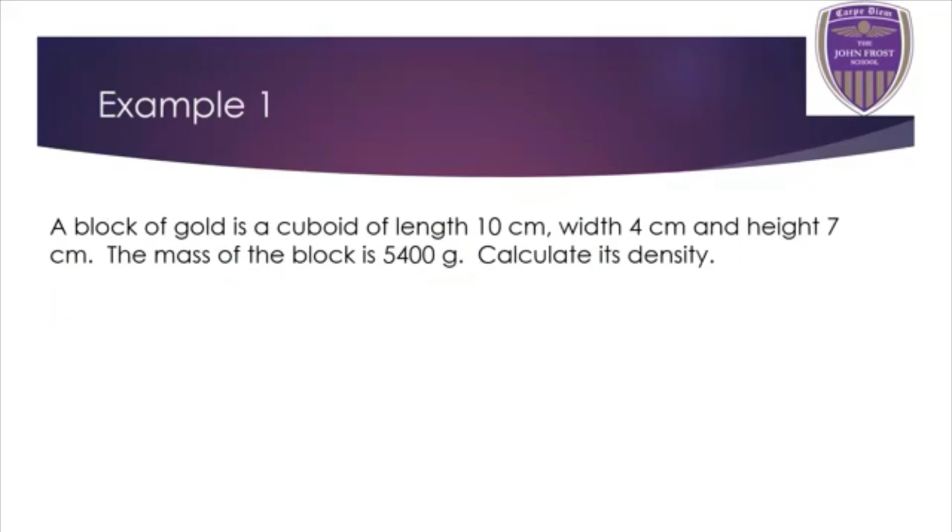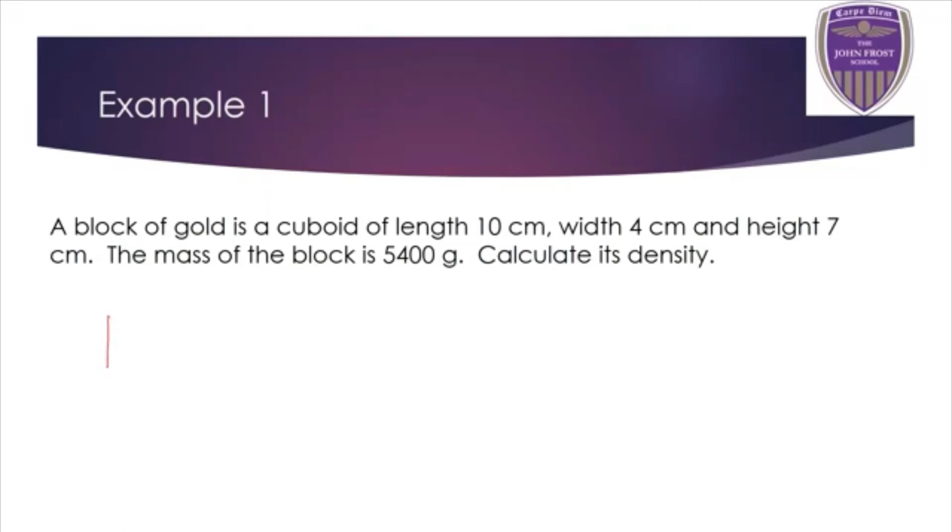So let's do an example. Pause the video, write this down, and then come back when you're ready to see the answer. Welcome back. So a block of gold is a cuboid of length 10, width 4, and height 7 centimeters. The block has a mass of 5,400 grams. Find its density.